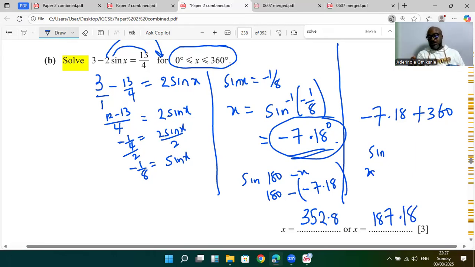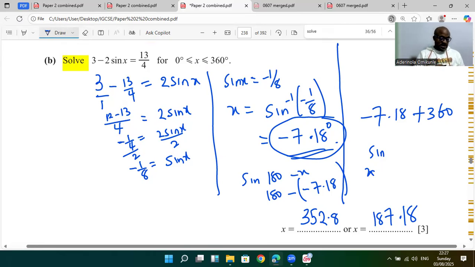Again, you can cross-check your answer. What do I mean by cross-checking your answer? You can cross-check your answer simply by putting these answers we've gotten in the equation. So we'll just say 3 minus 2 sine of, let me use 352.8. I'll close the bracket.